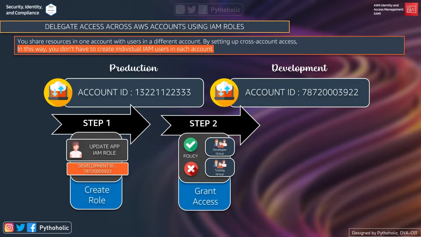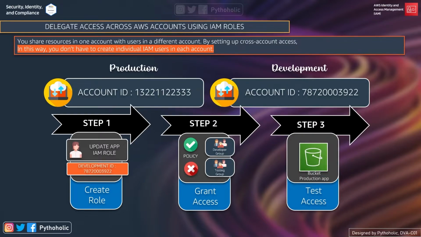Now let's come to the last part. Step number 3, which is test access by switching the roles. Once the roles are set up, when both the dev team and the testing team try to access the role or assume the role, let's see what happens. Yes, as the policy determines, allow for dev team, only the dev team will have the access.